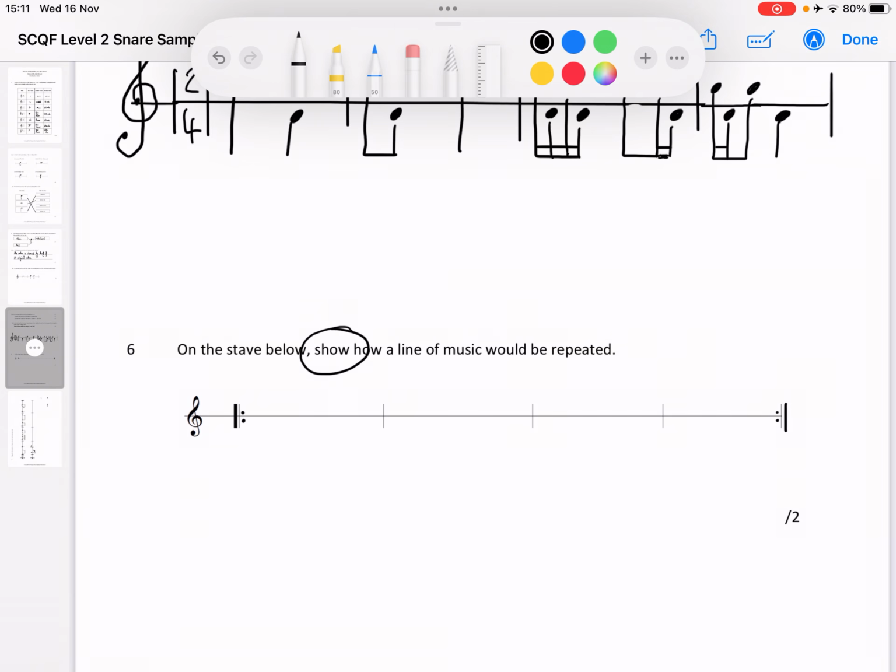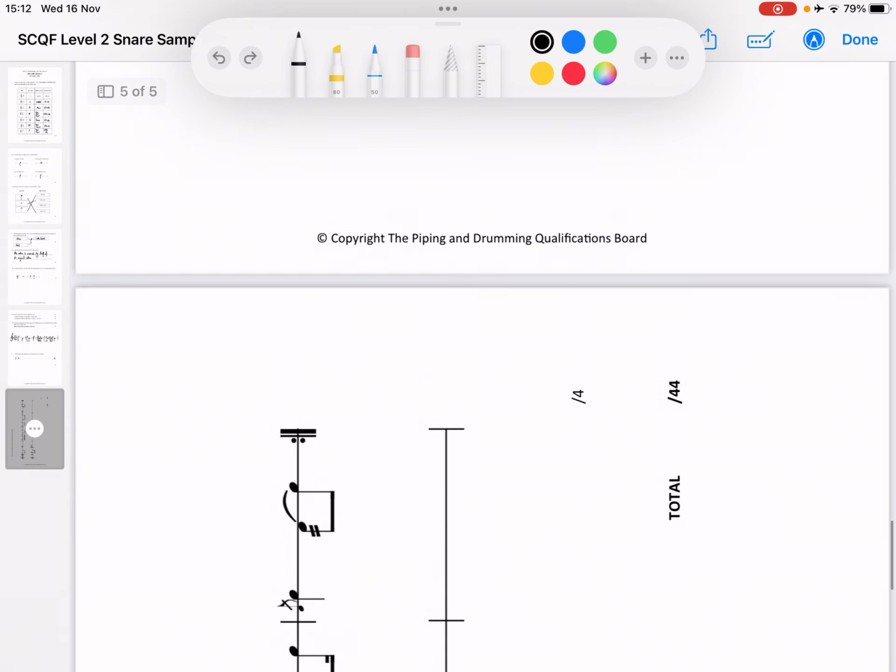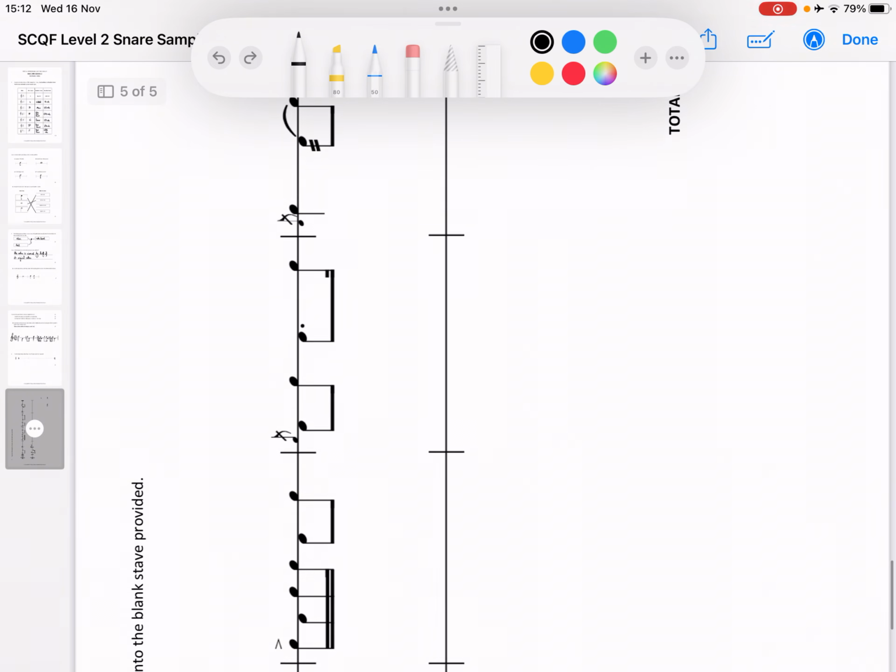And read the question, okay? Because it says show how a line of music would be repeated. If it said explain, then you would need to write about it. Okay, but it's not asking you to explain it, it's just saying show. So you've done it there and you've done it there. You've shown how to do it. That's you answered the question. And then we get to the last question.